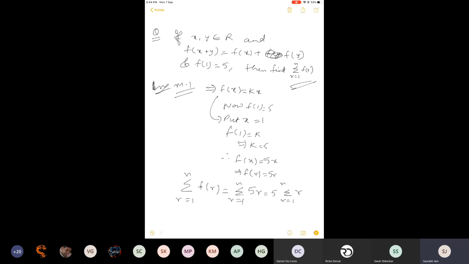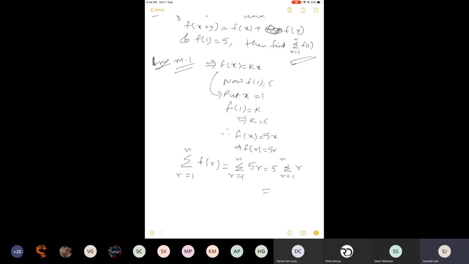And now it is 5 times of sigma r from 1 to n. Can anyone tell me what is this result? What is this result in the box? Sigma r from 1 to n. Any one of you? Summation of r. Yes, n into n plus 1 by 2. Yes, correct. So this is the answer. You have to remember three results: sigma r, sigma r square, sigma r cube. Sum of first n natural numbers is n into n plus 1 by 2. So in this way we solve this question.